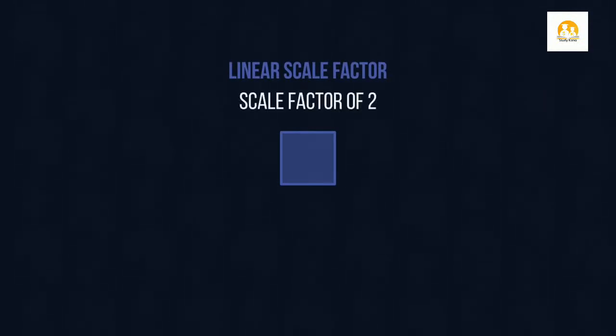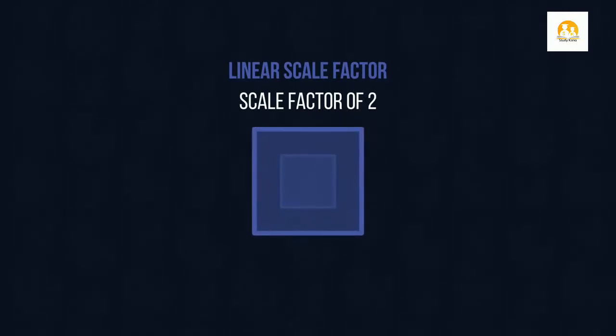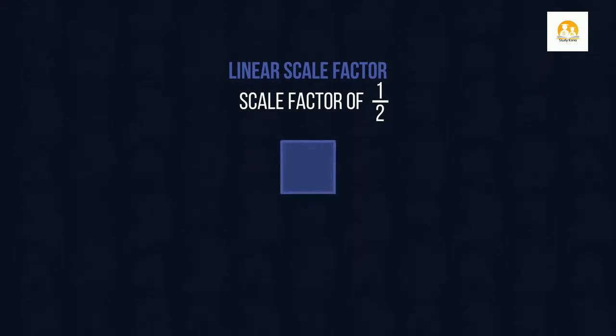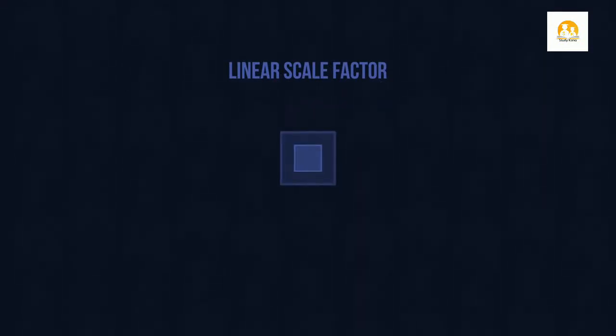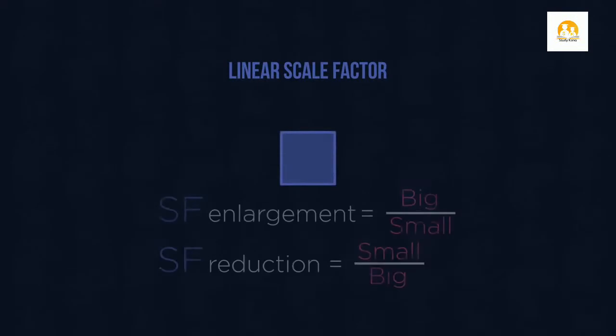Change its size is measured by something called its scale factor. A linear scale factor is simply the size of the enlargement or reduction of a shape. For instance, a scale factor of 2 means that the new shape is twice the size of the original. A scale factor of a half tells us the new shape is half the size of the original. To calculate the linear scale factor, we use the following formulae.